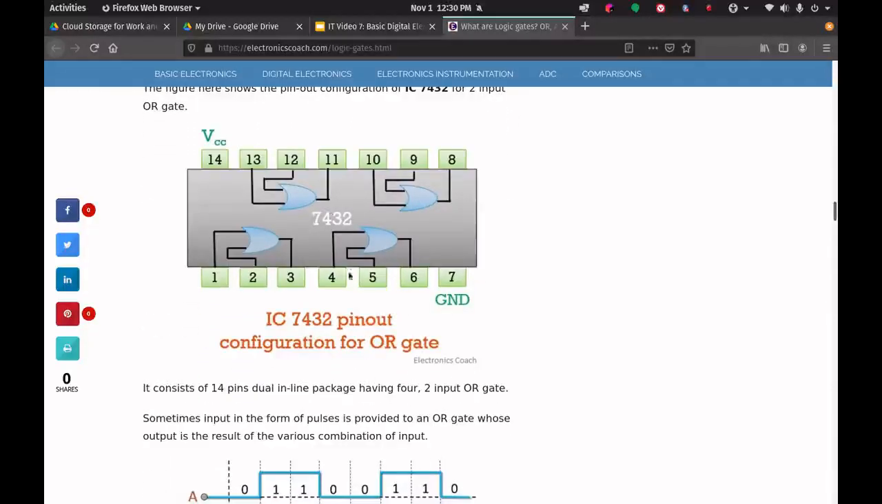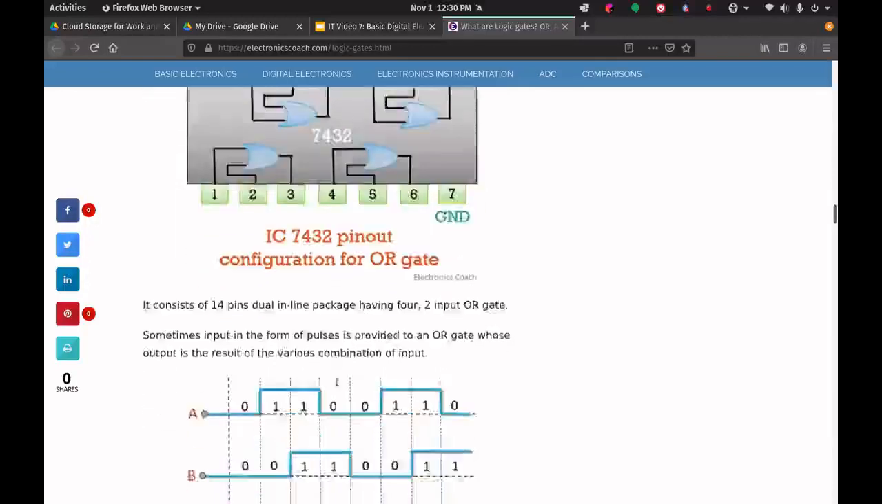Here's how they would be arranged in a typical integrated circuit. You have 4 OR gates in here, and you can use any one of them for your purposes. Obviously, as you get higher forms of integration, you can pack more and more of these gates within a particular chip.